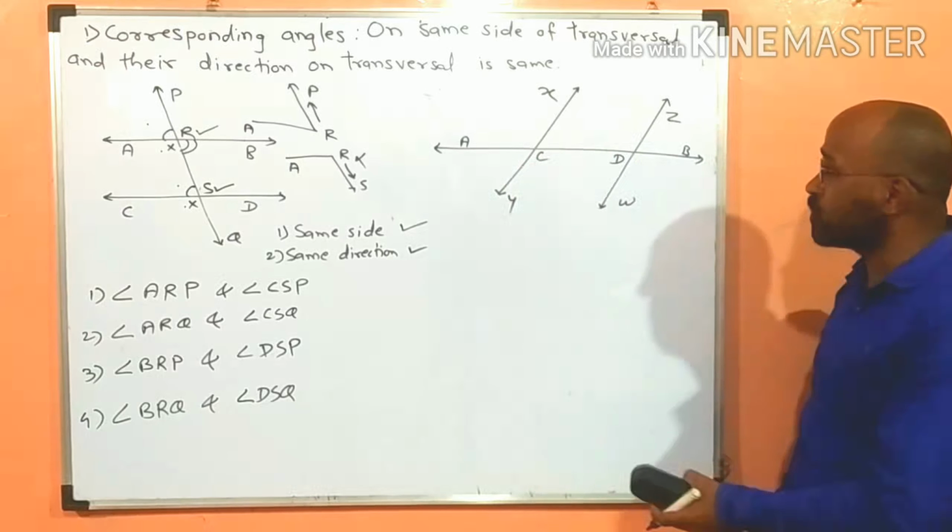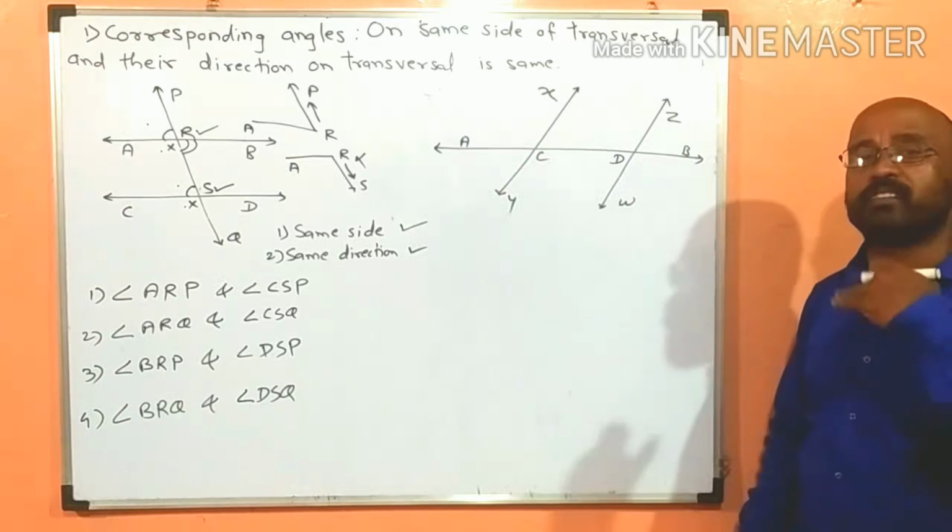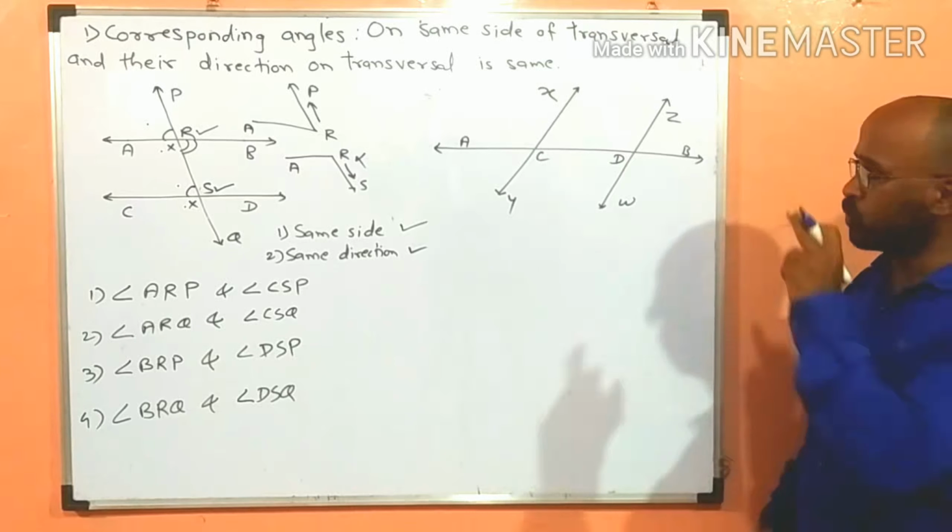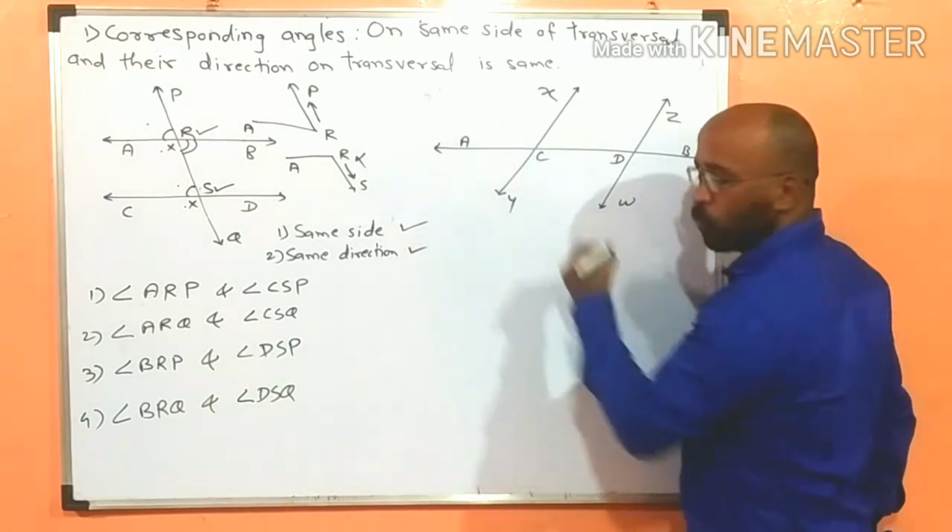Clear? Now based on this transversal, we have to decide sides and directions. So directions are where these arrows are going, right?